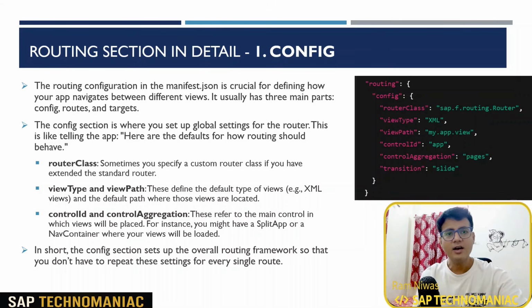Routing will define how you can move from one page to another page in your application. There are three parts of routing: one is the config, second is the routes, and third is the target.